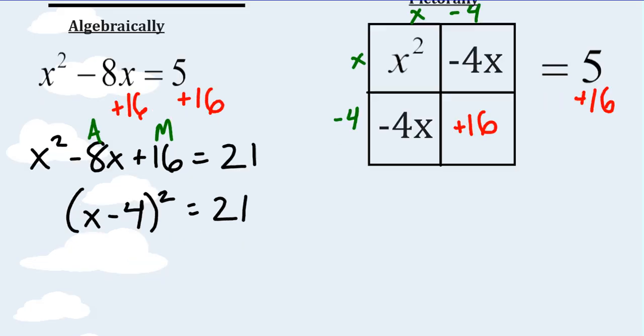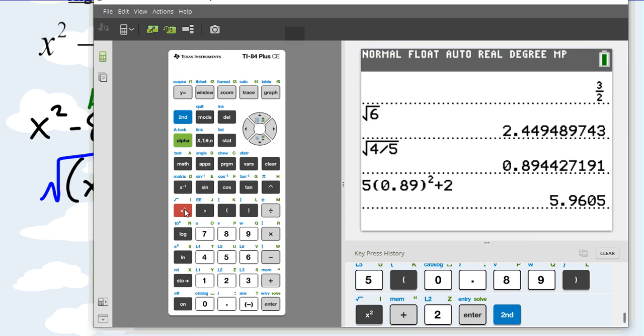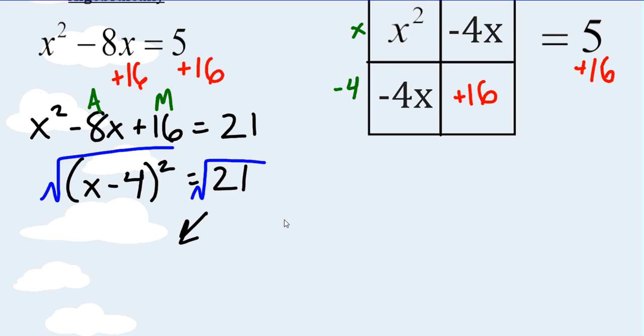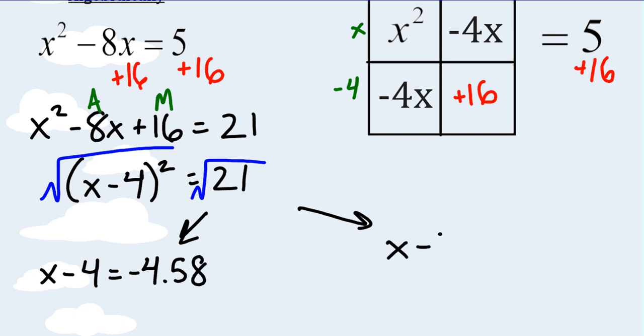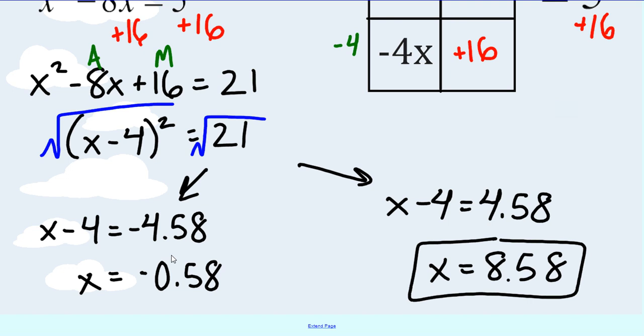Now I have a perfect square and I can take a square root and nothing will get stuck. Square root, square root. Unfortunately, 21 is not a perfect square, so I'm going to have to use decimals to approximate. Square root of 21, let's go to 2 decimal places, 4.58. There'll be 2 answers, so it'll be negative 4.58 and positive 4.58. So x minus 4 equals negative 4.58, or x minus 4 equals positive 4.58. Solve by adding 4, I get negative 0.58. Solve by adding 4, 8.58. And you can always, and probably should always, check by plugging your values back in.